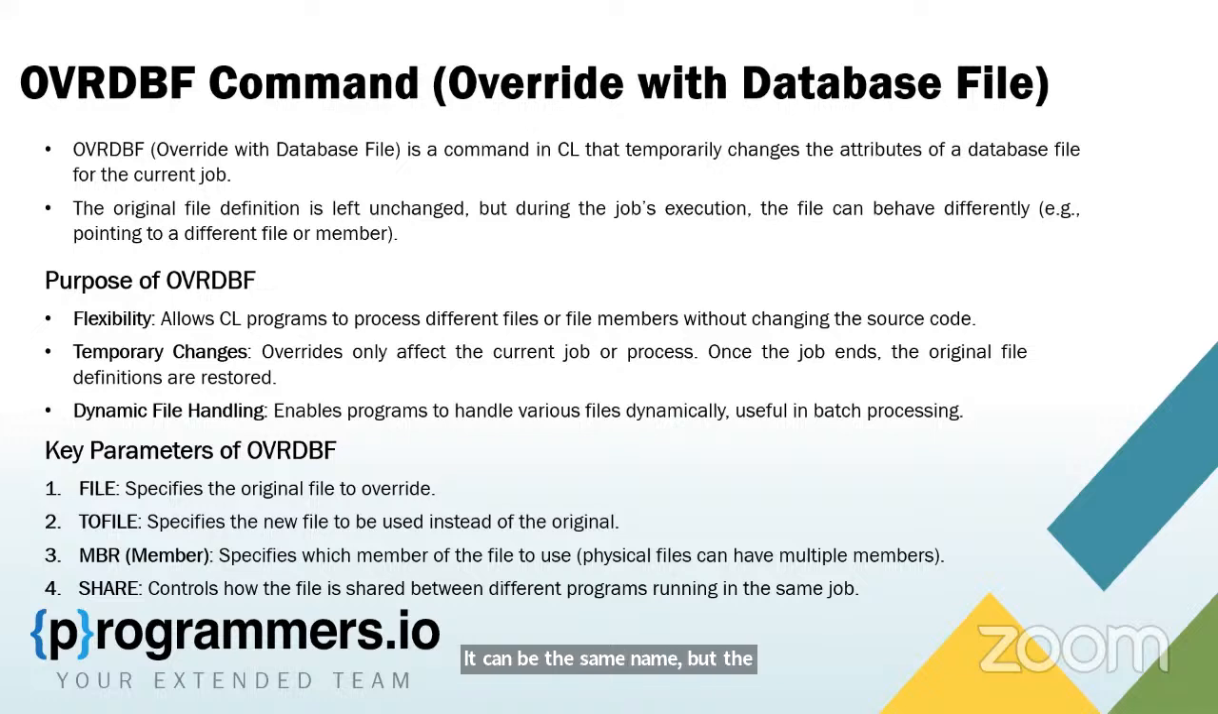So in this way, we can pass the to file name. After that, the actual member, it can be the first member of the file, it can be the last member, and a specific member we can pass. So any member, we can override on the specific member as well.